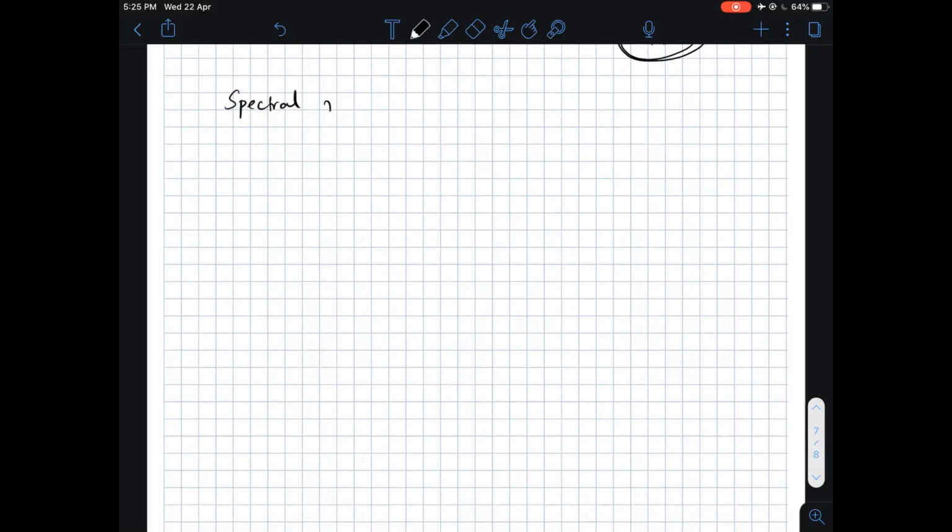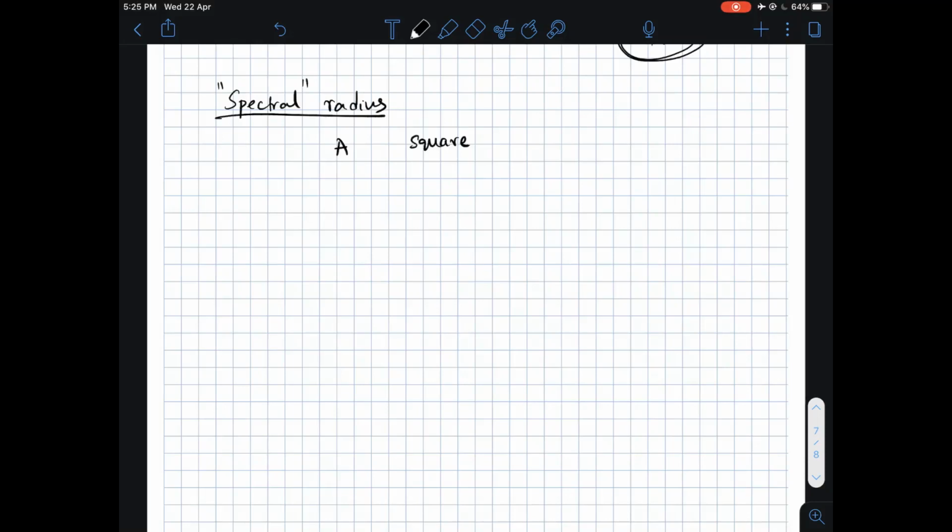Okay. The next concept that we're going to look at that's somewhat related to norms is the spectral radius of a matrix. Okay. We'll come across this concept again later towards the end of this segment. The spectral radius of a matrix. So given any matrix A, so any square matrix A.